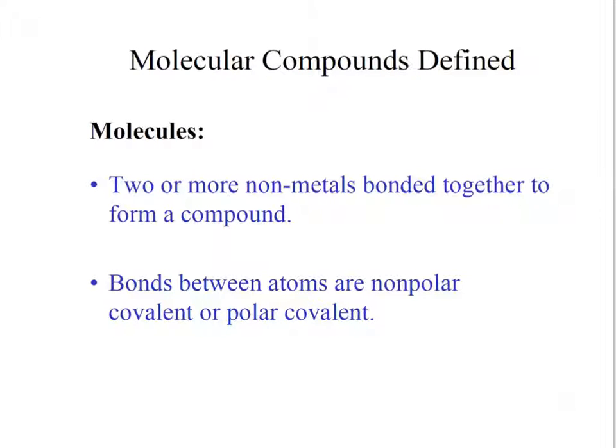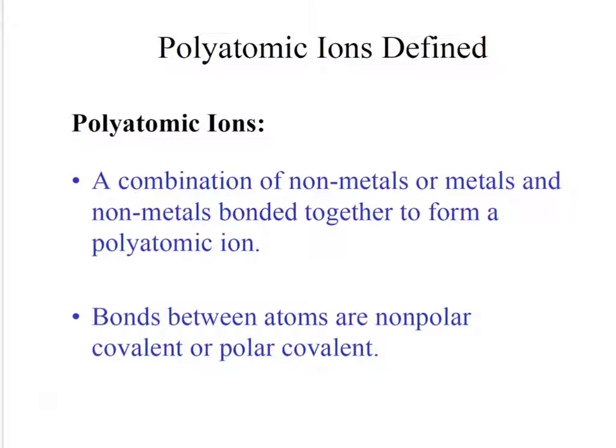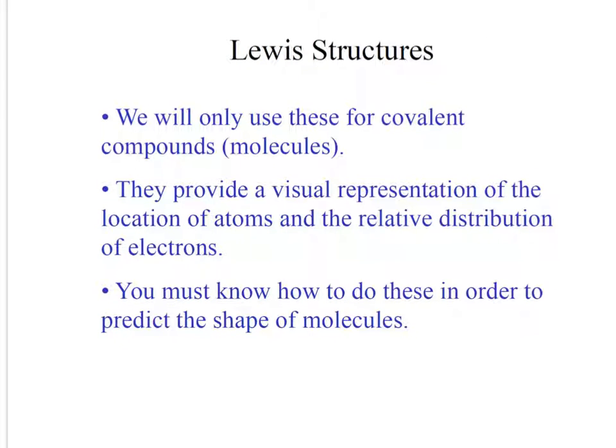All right, molecular compounds. In pre-AP, we call these covalent compounds. They call them molecular compounds on the AP exam. They mean the same thing. So two or more nonmetals bonded together to form a compound, and these are going to be nonpolar or polar covalent. Polyatomic ions are a combination of nonmetals, or metals and nonmetals, bonded together to form a polyatomic ion. And again, these bonds are still nonpolar or polar covalent.